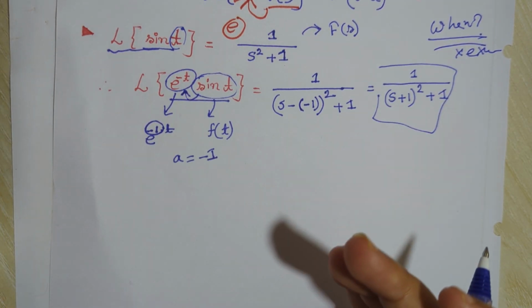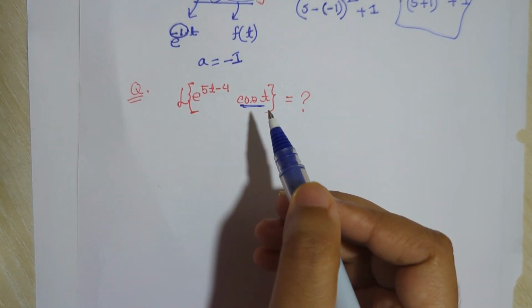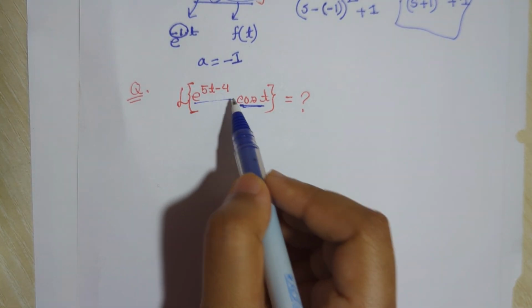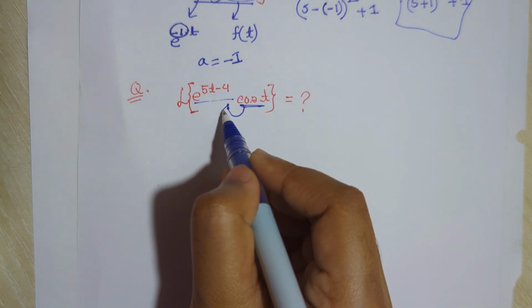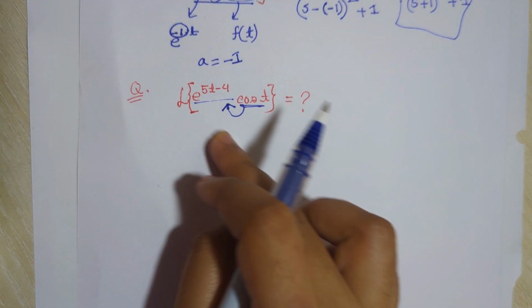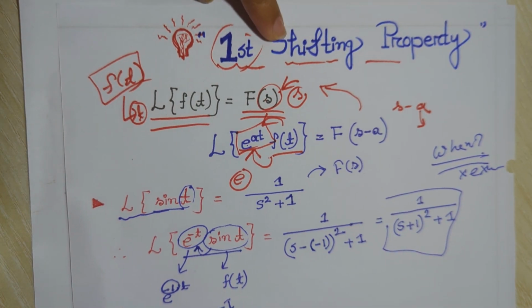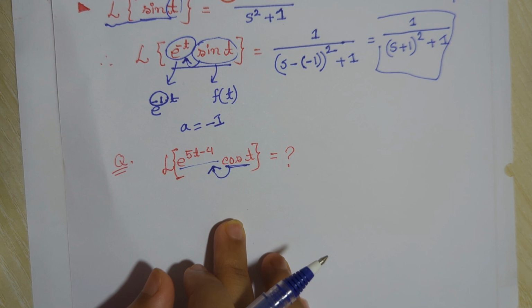Let's see another example of this first shifting property. Suppose this is another function. Here cos t is our f of t function, and this is an exponential function which is multiplied with our main function. As our main function is multiplied with this exponential function, here we will use the first shifting property to find its result very easily.